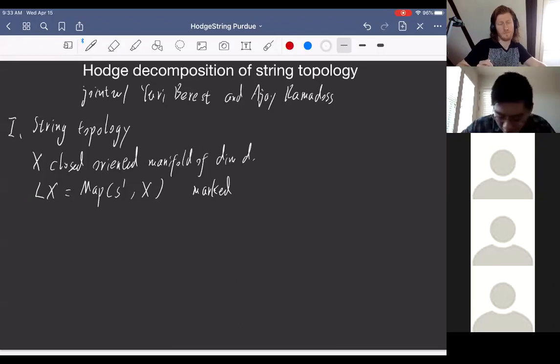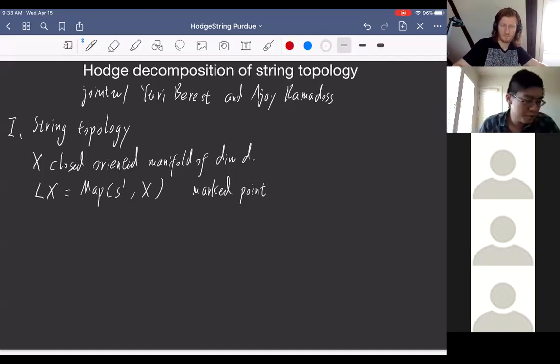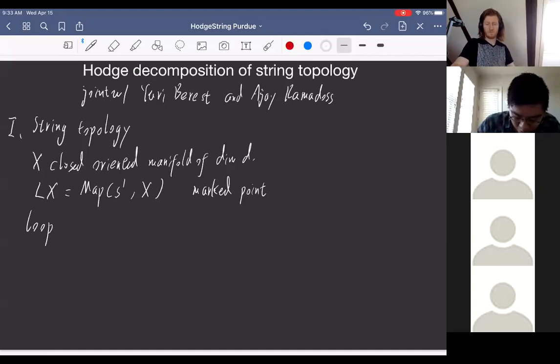So actually, this marked point gives you an evaluation map from the free loop space to your underlying manifold, right? You just send each loop to its marked base point, okay? And okay, so there are some algebraic structures related to the free loop space. The first one I want to introduce is the so-called loop product.